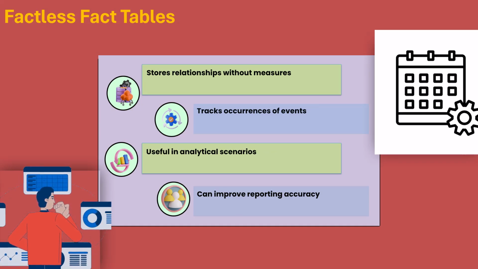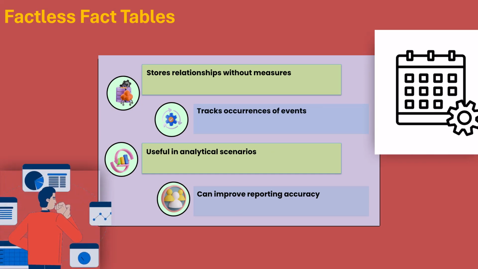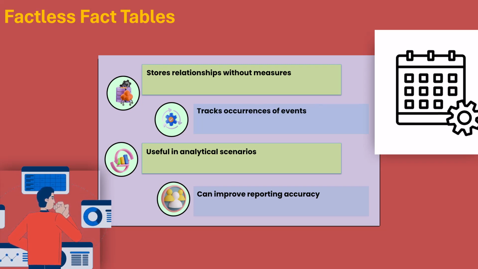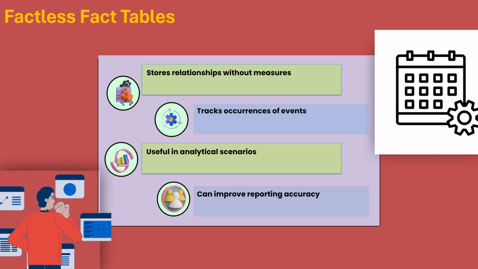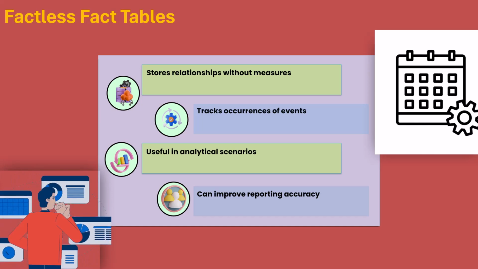A factless fact table might sound strange. It stores relationships without measurable values. But it's super useful for tracking event occurrences, like student attendance or customer interactions. Let's see how this improves reporting accuracy.